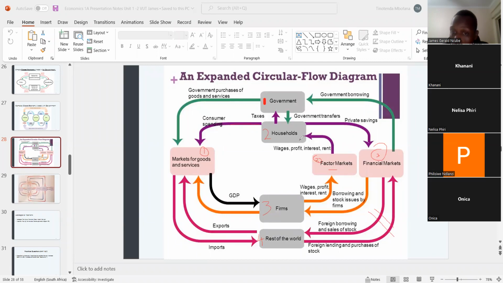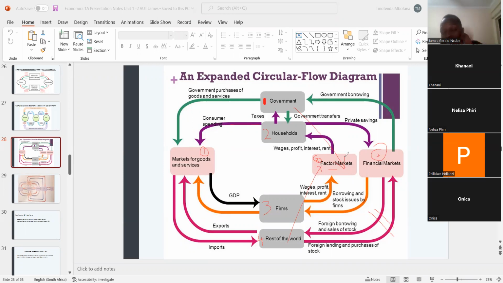And the households get paid for what they're supplying to the factor market. They get wages, they get profit, they get rentals from the what? From the factor market. Even this one also interacts with the factor market. Even the government also interacts with the factor market. It just gets confusing if you start putting a lot of arrows there. But both the government and the rest of the world will also interact with the factor market.